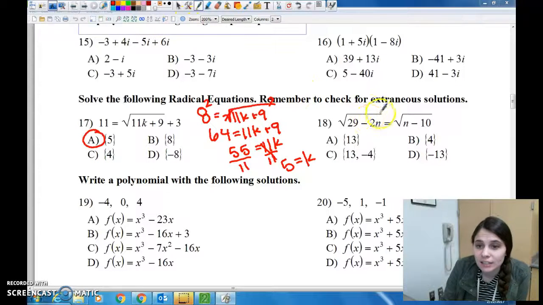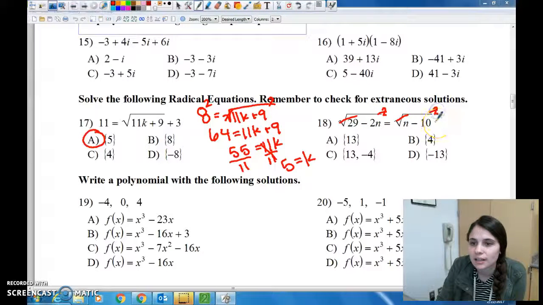Number 18, the radical is already by itself, so that's the most convenient way to do this. So I can go ahead and just square this to get rid of it. But if I square this side, I have to square this side, and all of a sudden both my radicals cancel out. And I have 29 minus 2n equals n minus 10.